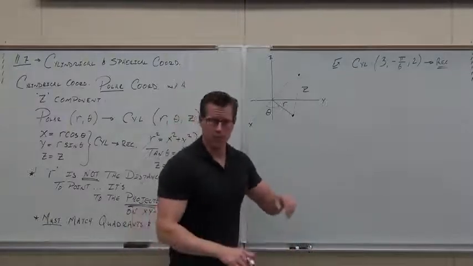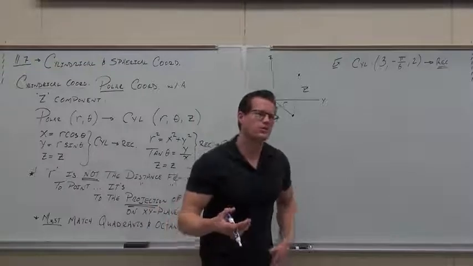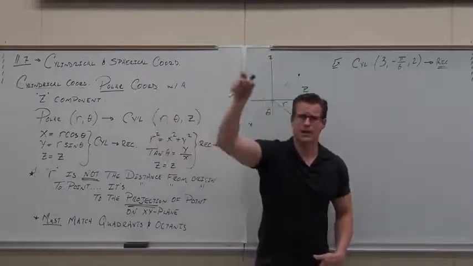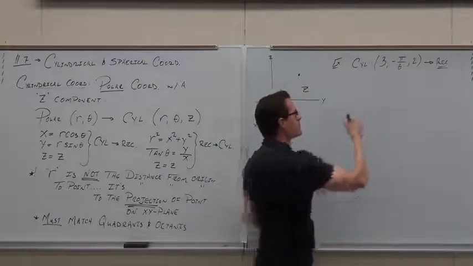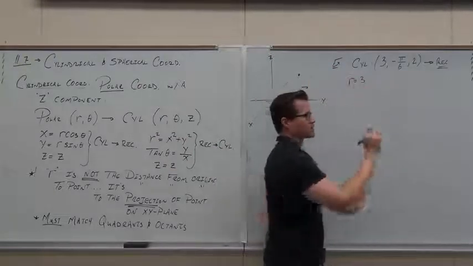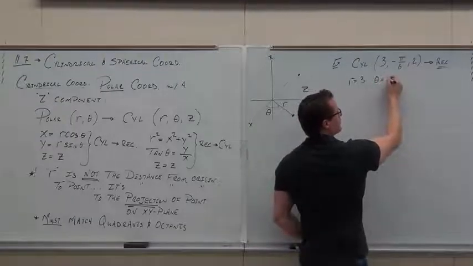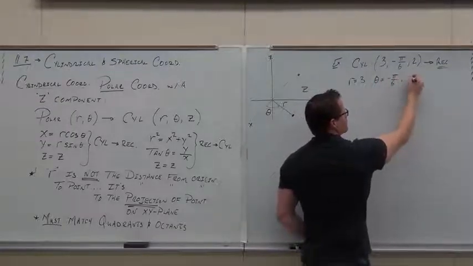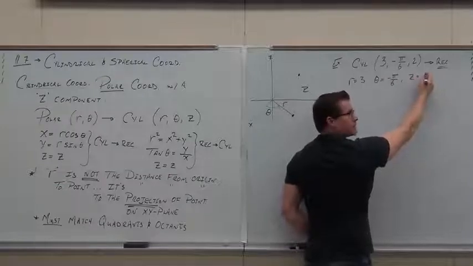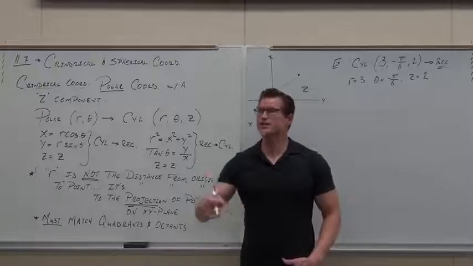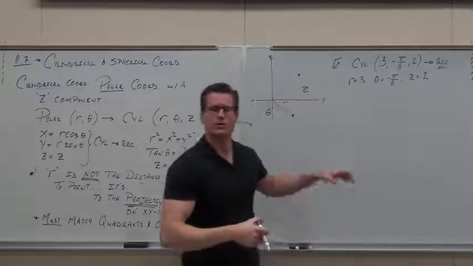So, number one, what's the R? Can you tell me what the R is here? It goes in order of R, theta, Z. What's the R? Write down all the stuff you know. Please do that. What's the theta? And the Z? Now, visualize where it is and write that down too.